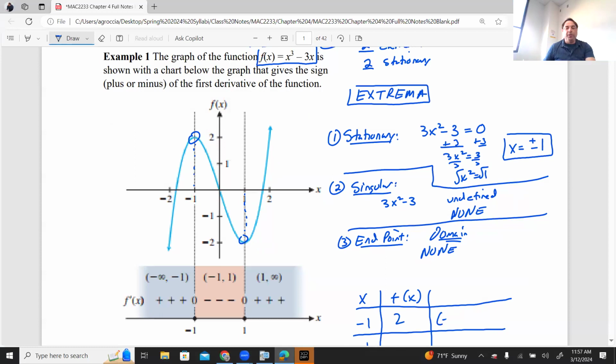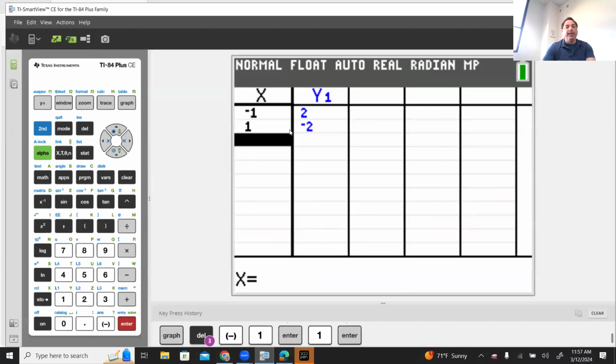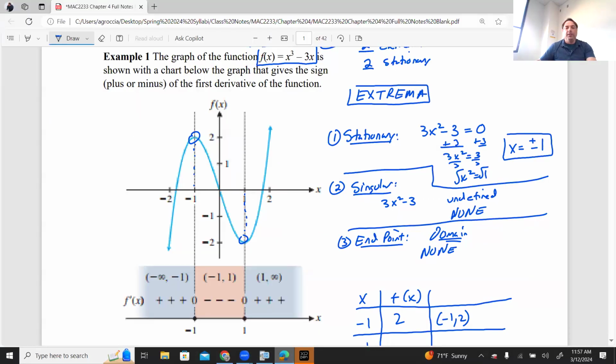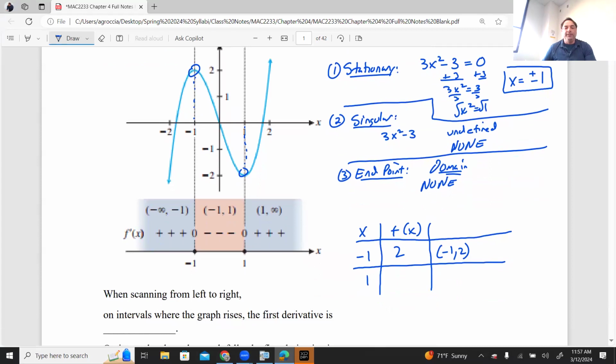-1, you get 2. So I'm going to go look at the point -1, 2. And when you plug in 1, you get -2. So my other point is 1, -2. Now, those are my possible extrema. I'm going to go check if they are.